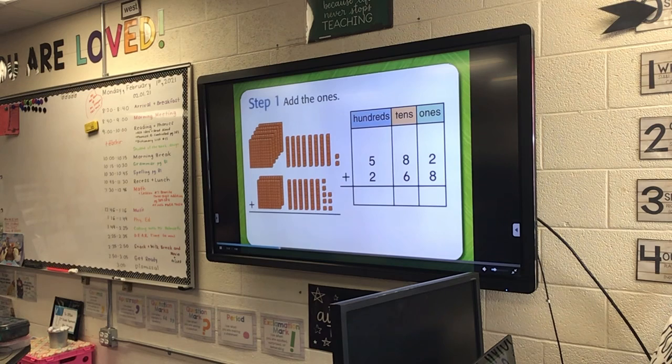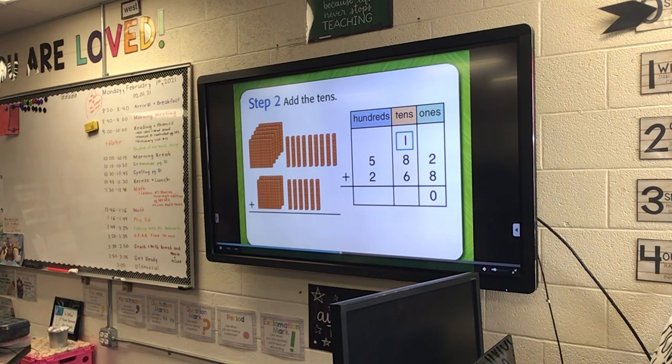First, we can add the ones. 2 ones plus 8 ones equals 10 ones. We regroup because 10 ones is the same as 1 ten. So we put our new 10 here and write 1 ten here. We aren't left with any ones, so we write a 0 in the ones place.